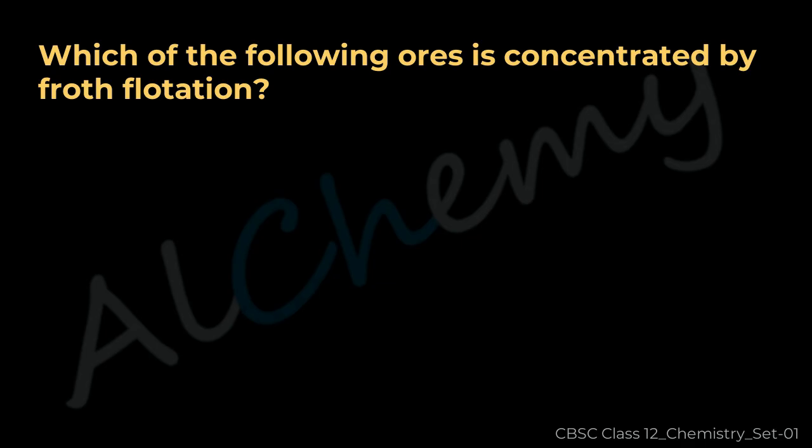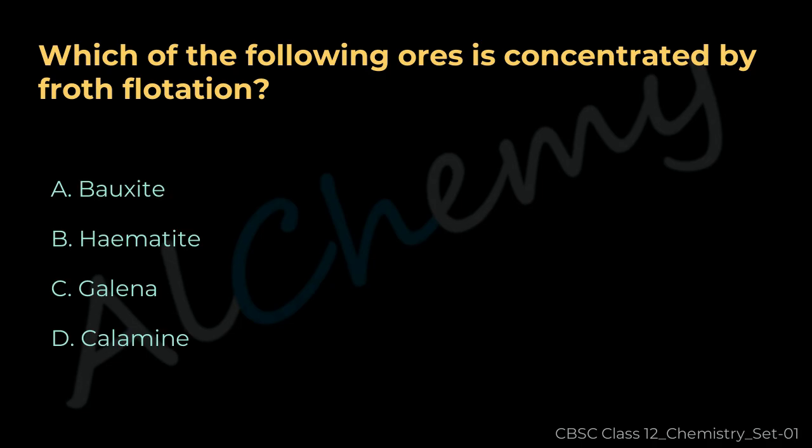Question 24. Which of the following ores is concentrated by froth flotation? A. Bauxite, B. Hematite, C. Galena, D. Calamine. The correct answer is C.